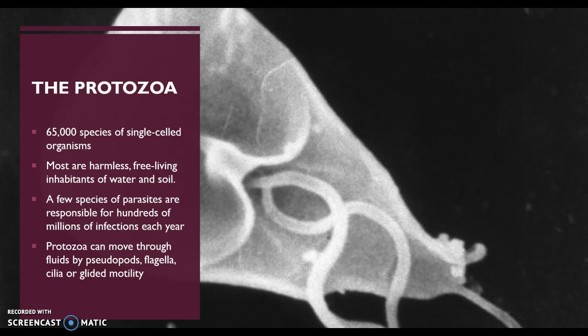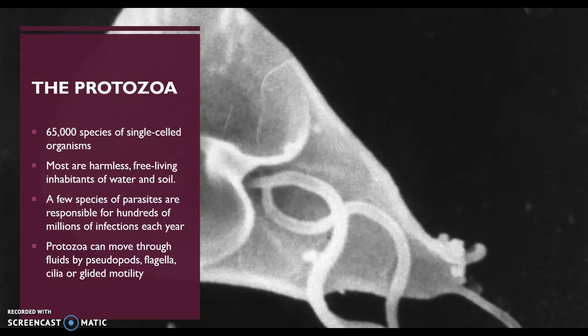So there are about 65,000 species of single-celled organisms classified in the group protozoa. Most of these organisms are harmless. They are free-living inhabitants of water and soil. They are things like water bears and tardigrades and diatoms. But a few species of protozoa are parasites, and they are responsible for hundreds of millions of infections every year. The image on our slide here is an image of Giardia lamblia, a well-known and predominant parasite from the protozoa.